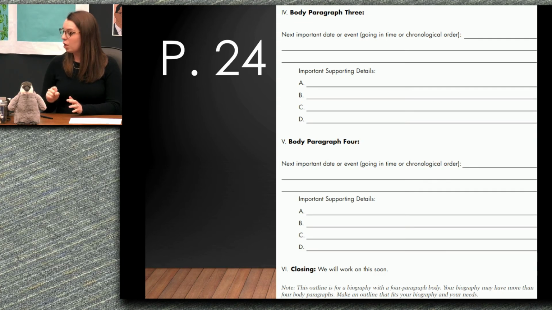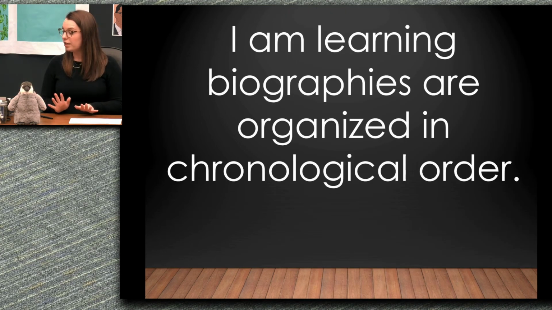So you should come up with 4 outlines of paragraphs for 4 different paragraphs. Now, these outlines don't need to be full, complete paragraphs yet. This is just an outline, so don't worry about that part yet. And then coming up, we're also going to work on a closing. So today we learned that biographies are organized in chronological or time order. So that's your success criteria. Make sure yours is written in time order today.